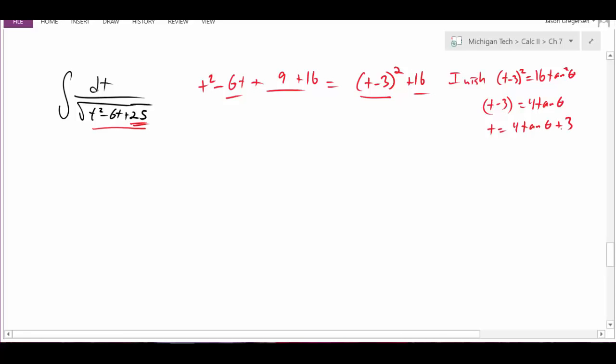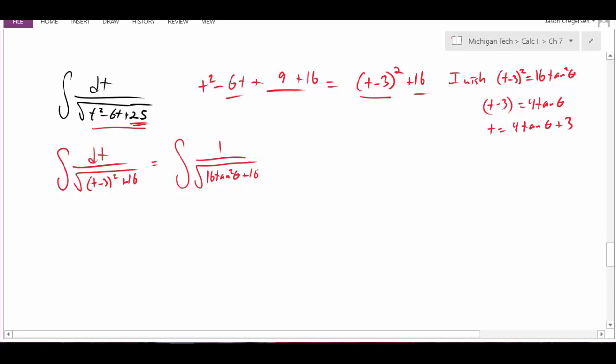So this is a lot of side work. First, I completed the square to be able to identify the proper form, and then I chose the right substitution to make. Now let's plug this information into our problem. I have the integral dt over the square root, and I'll write it now in my completed square form: (t minus 3) squared plus 16. After I make my substitution, in the denominator at least, I'll get the square root of 16 tangent squared theta plus 16.